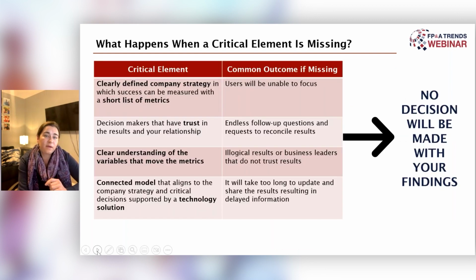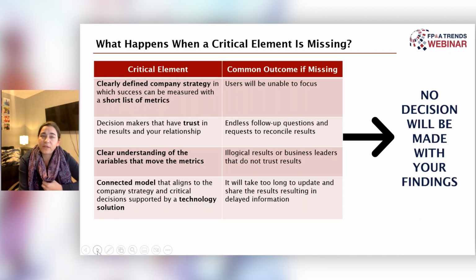So what happens if those elements aren't in place? Without a clearly defined strategy and a short list of metrics, both you as the model creator and the planner, the owner of the planning process, and the decision makers will be unable to focus on what matters most. And I'm sure we have all experienced what a lack of trust looks like in either the results or you. It's the death by 1,000 questions, the endless requests to reconcile data, in which you never get anywhere. Without a clear understanding of the metrics or the variables that move the metrics, you will end up with illogical results or business leaders that don't trust your results since you don't understand their business.